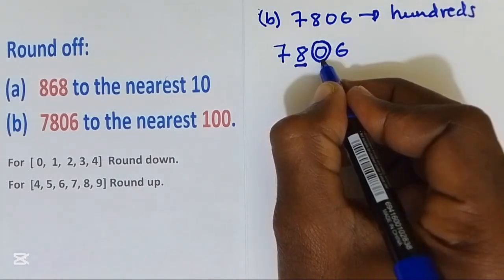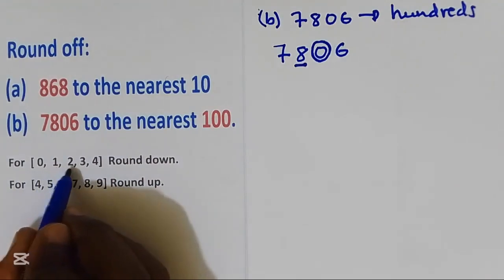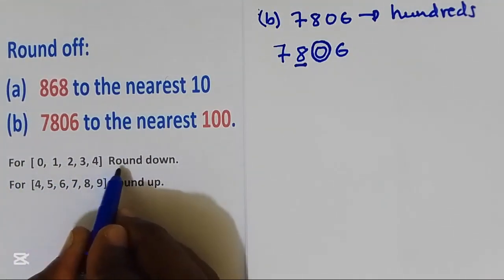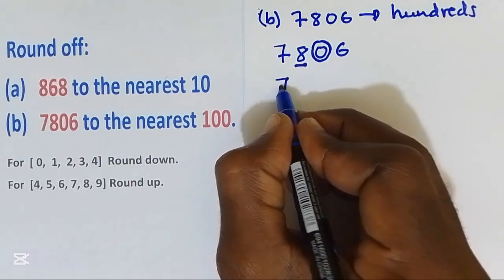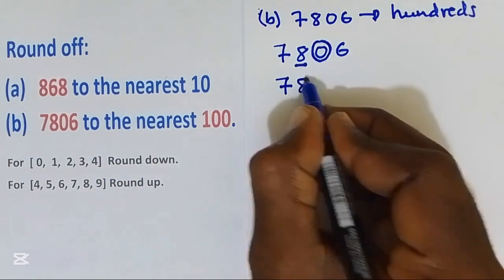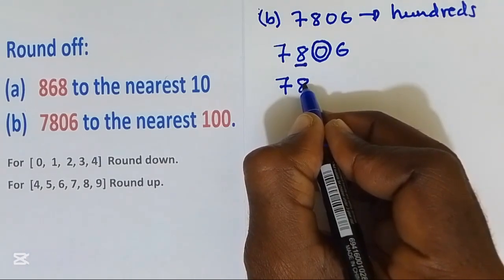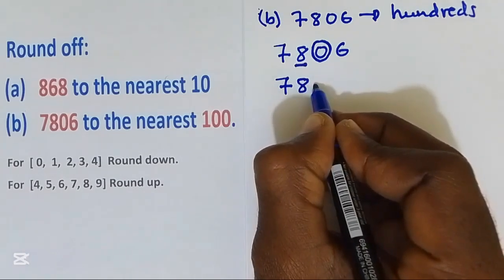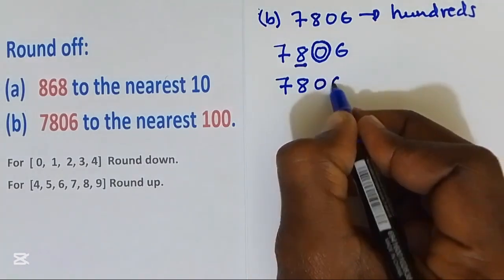0 is found in the first group, that is 0, 1, 2, 3, and 4. At this group, we round down, that is going to be 7, 8. Rounding down, we don't add anything, but all digits to the right turn to zeros. So we have 0 and 6 also turn to 0.